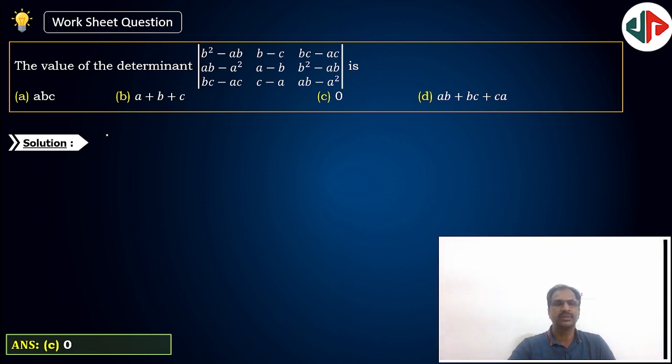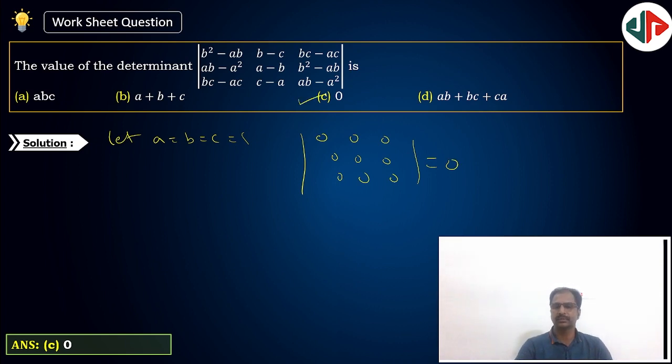Now this can be done easily by taking, let A, B, C... This is a shortcut method. Let ABC is equal to 1. Therefore the given determinant becomes 0. So which option gives 0 by taking ABC as 1? Option C. Take any numbers for ABC and simplify and verify from the options.